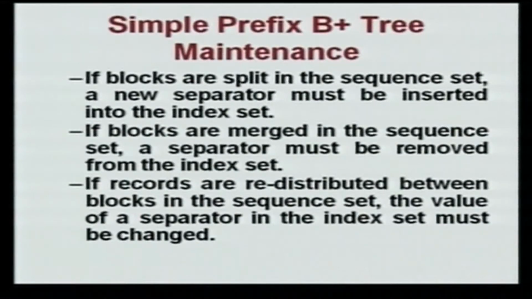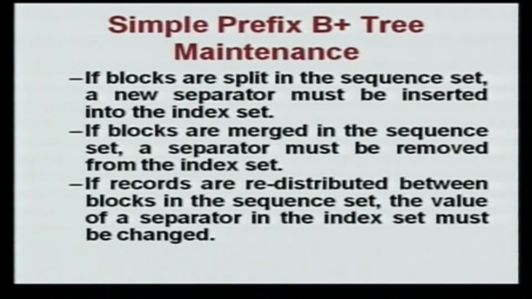If blocks are split in the sequence set, a new separator must be inserted into the index set. So, if the number of records added is such that it cannot be accommodated into a single block, then in that case you have to split the block, and then you have another separator that you have to insert into the separator set or index set. And similarly, sometimes the block size may be too small to be maintained. In that case the blocks are merged in the sequence set, and then a separator must be removed from the index set. If the records are redistributed between blocks in the sequence set, the value of the separator in the index set must be changed. So, I will repeat again.